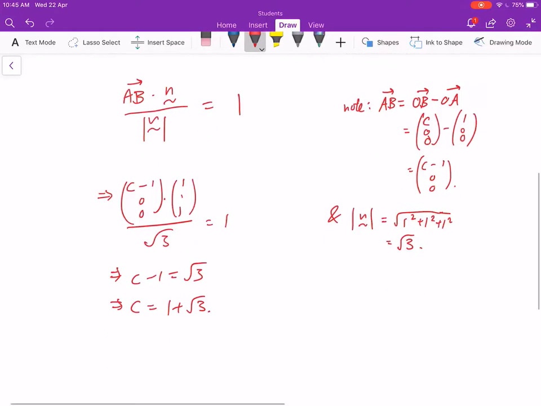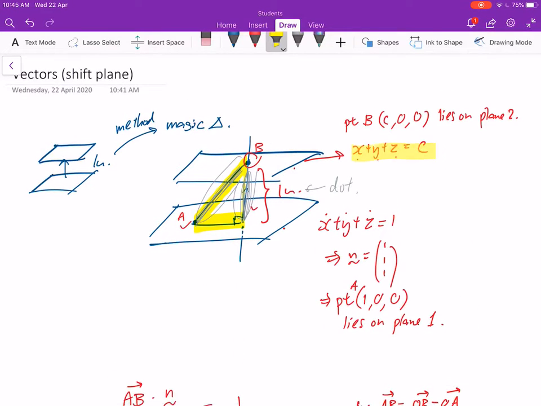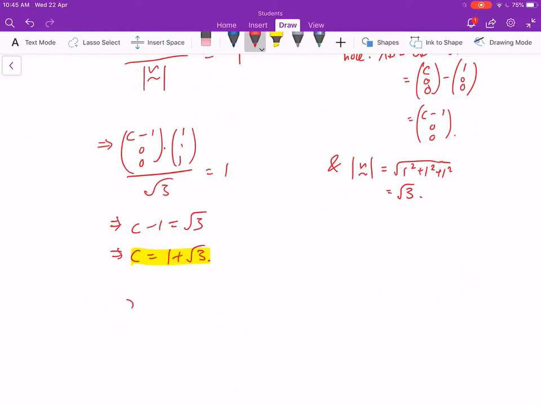Alright, so we take this C value and we substitute it back in the equation. There we have the equation, right? Answer.